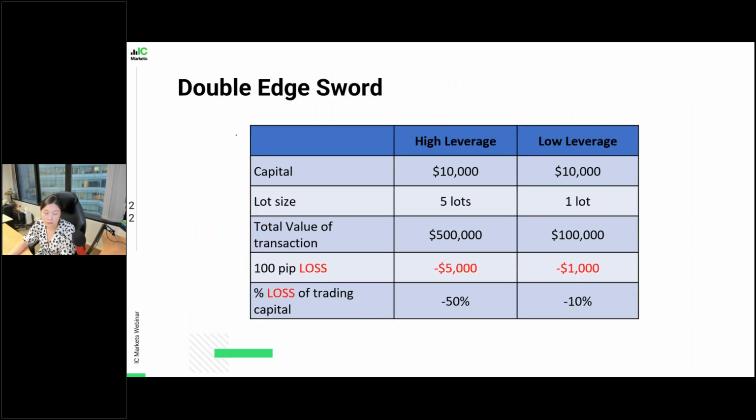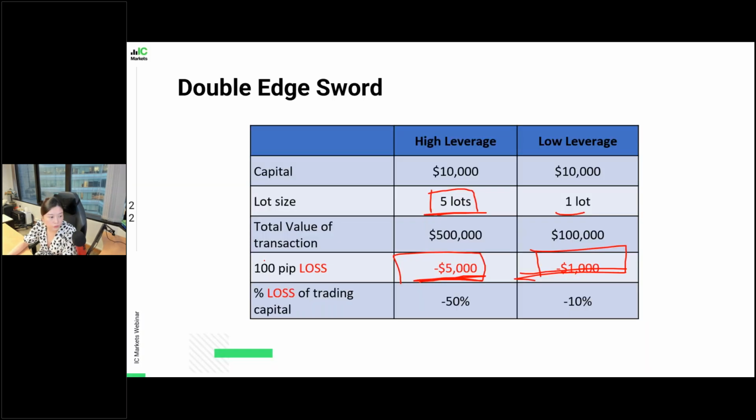Let's see, why is it a double-edged sword? Because we always look at the positive side of things, but if you look at the losses that you might incur, technically, in the same scenario, you could also potentially lose $5,000 on a 5 lot trade, as well as a smaller loss on a 1 lot trade. So leverage is a good thing, but you have to manage it properly.